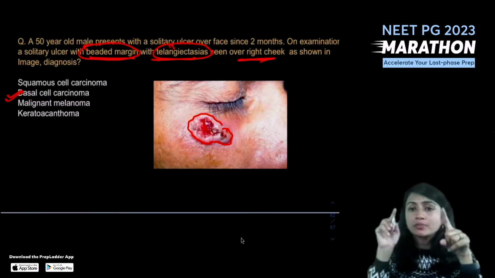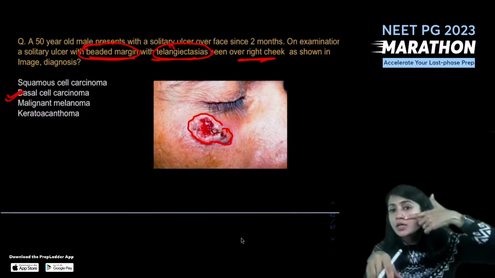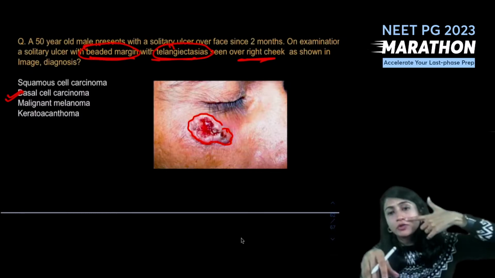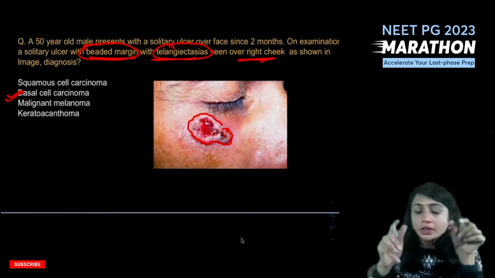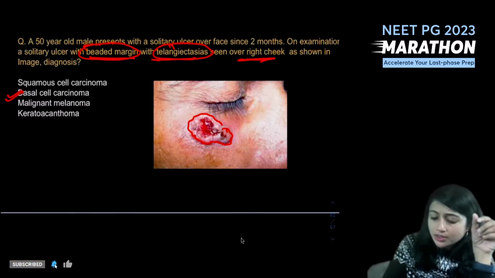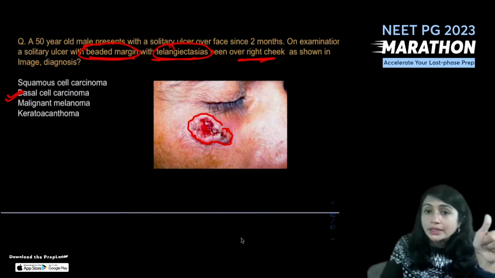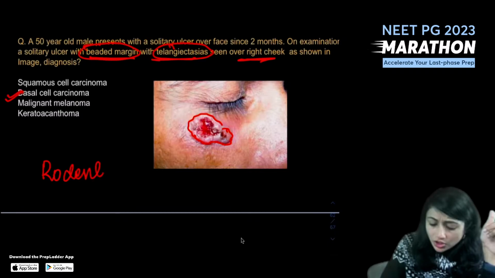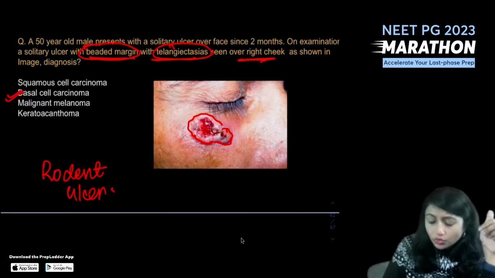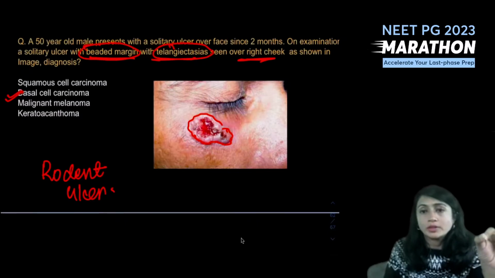Basal cell carcinoma is the most common cutaneous malignancy. It usually presents above this line. If you join a line from the ala of the nose to the tragus, it is above this line, just below the eyelid, and sometimes they give you a lesion on the nose. But the characteristic thing is there is an ulcerated lesion and the margins are raised, overhanging, or beaded, and they have telangiectasias. This is also referred to as rodent ulcer. This is nothing but basal cell carcinoma.